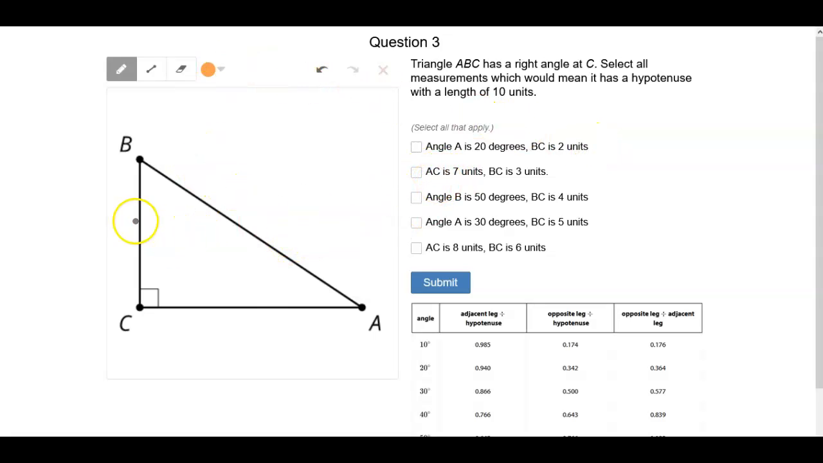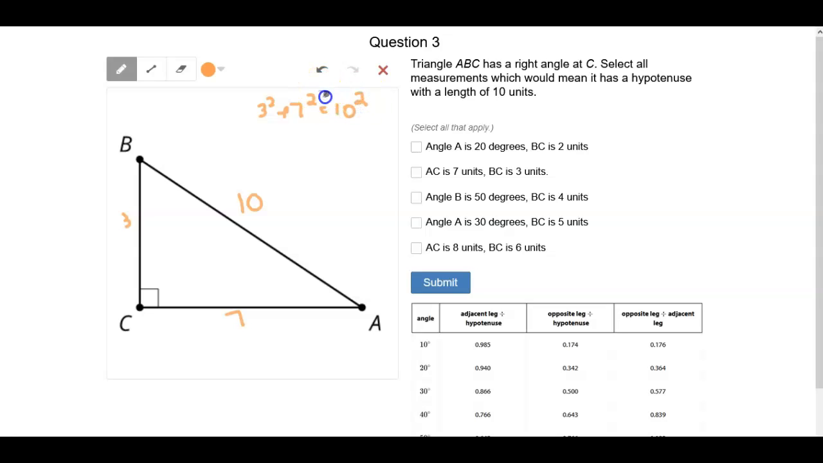So AC is 7 units, that's this one down here, and BC is 3 units, that's this one over here. And we want our hypotenuse to be 10. So what we can do to check if these side lengths will make a right triangle is see if it's a Pythagorean triple. If we do a squared plus b squared equals c squared, and both sides are equal to each other, then we know that yes, that is a Pythagorean triple, and that is a right triangle. So we'll do 3 squared plus 7 squared is equal to 10 squared.